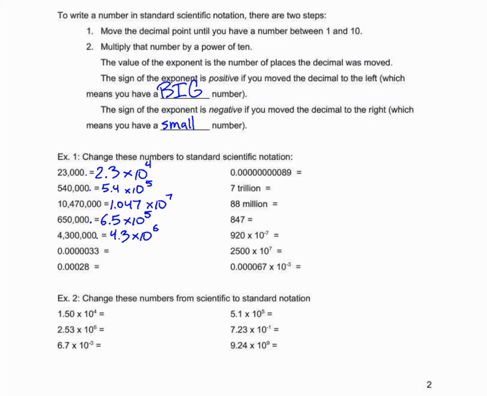So let's shift gears here. I have 0.0000033. This is a very small number. It's between 0 and 1. It's very close to 0. My number between 1 and 10 is 3.3.